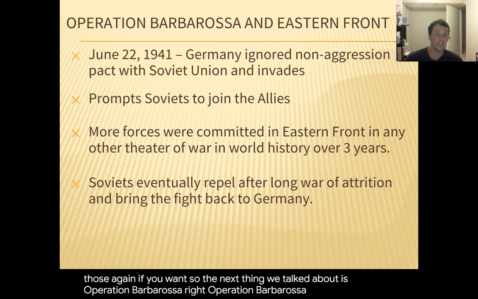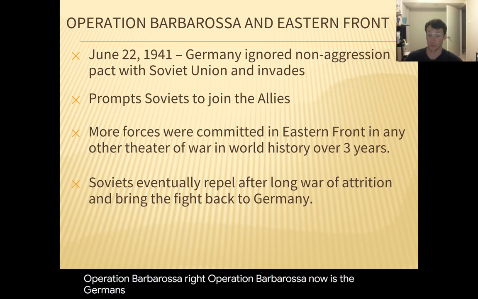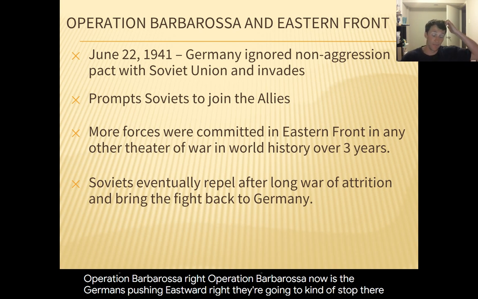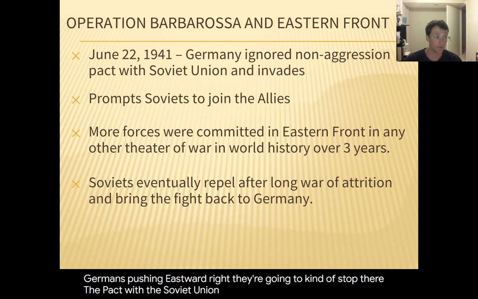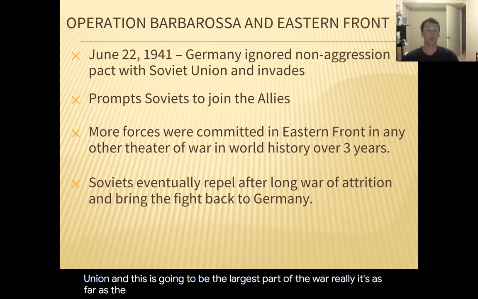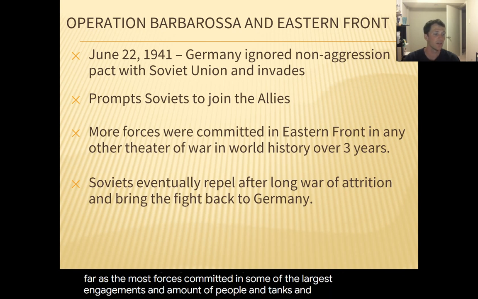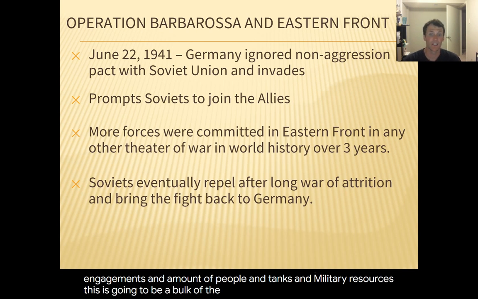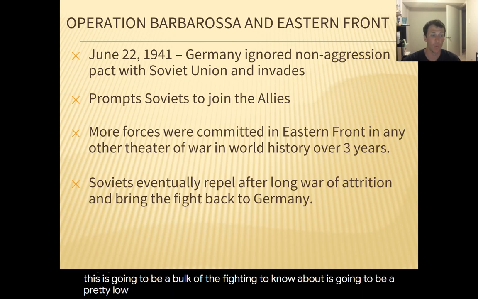Operation Barbarossa now is the Germans pushing eastward, right? They're going to stop their pact with the Soviet Union. They're going to invade the Soviet Union, and this is going to be the largest part of the war, really. It's as far as the most forces committed and some of the largest engagements and amount of people and tanks and military resources. This is going to be the bulk of the fighting. So it's really a pretty important thing to know about. It's going to be a pretty long war of attrition.